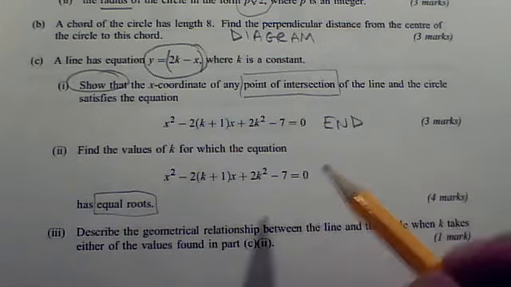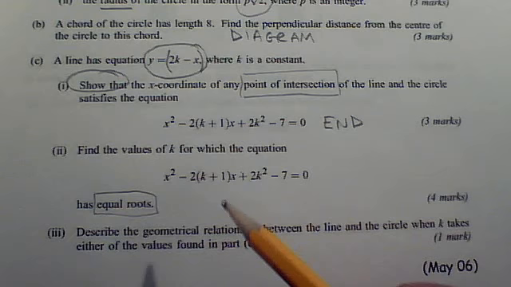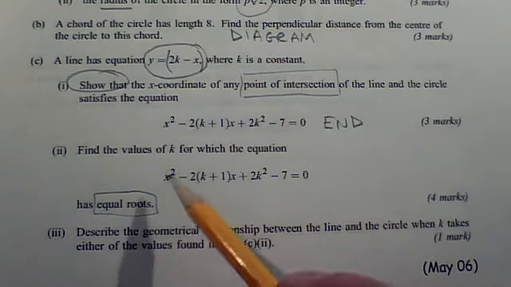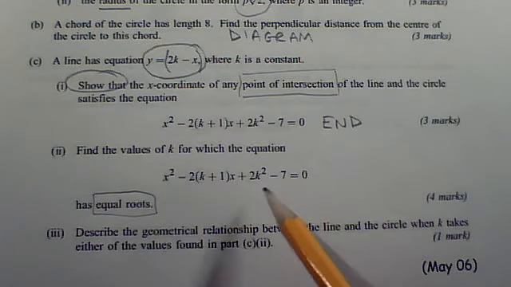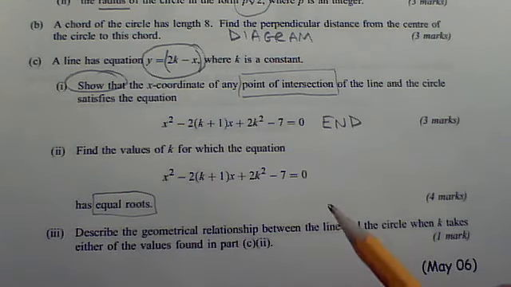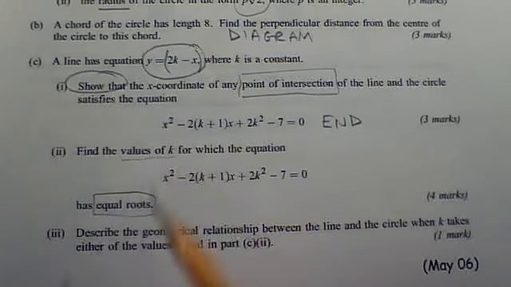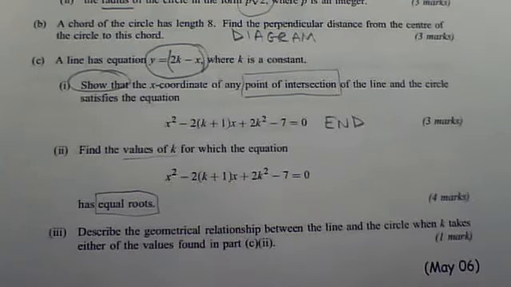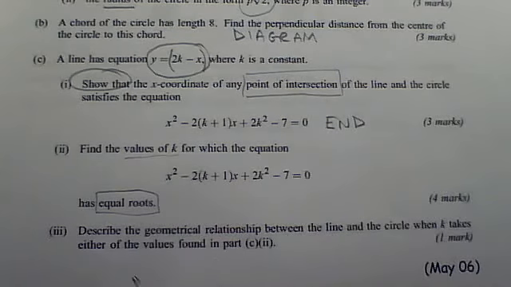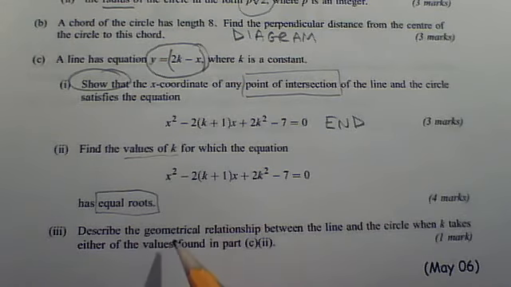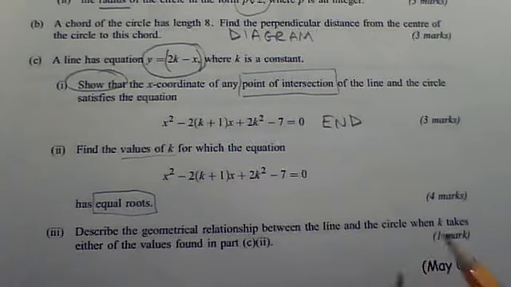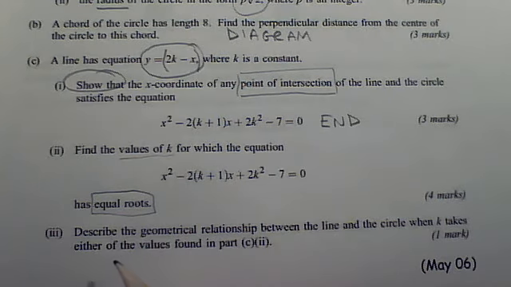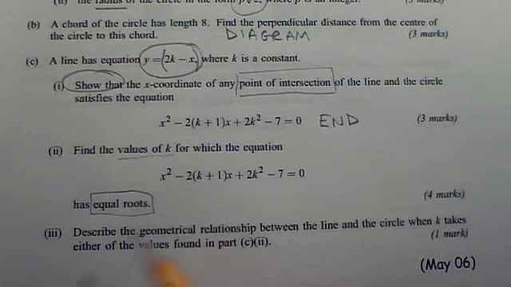Having done that, you've got to decide what a, b and c are. Okay, they've helpfully written the terms so that you should be able to see a and b and c. Set up your discriminant, solve an equation for k. It says values of k, so maybe there's going to be more than one. And then finally, we've got to describe the geometrical relationship between the line and the circle when k takes either of the values found here.